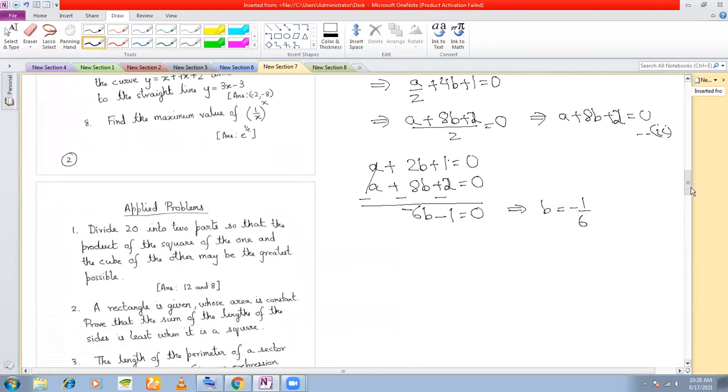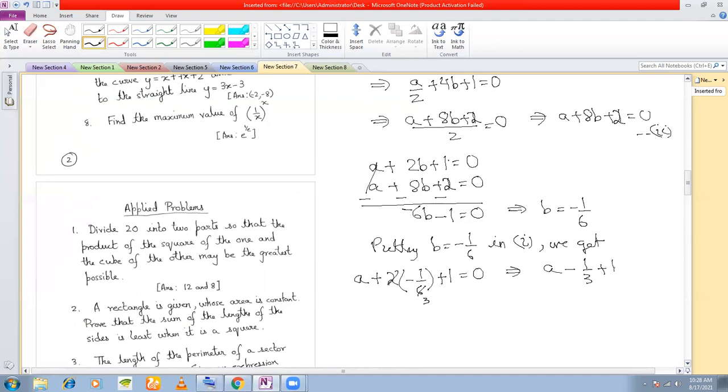Okay. Now you put b is equal to minus 1 by 6 in 1. Any one of the equations you can put. a plus twice b plus 1 is equal to 0. Since now you cancel, you get a minus 1/3 plus 1 is equal to 0. You get a is equal to 1/3 minus 1. That means you get a is equal to minus 2/3.